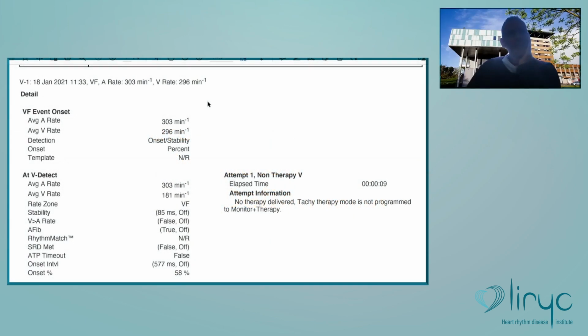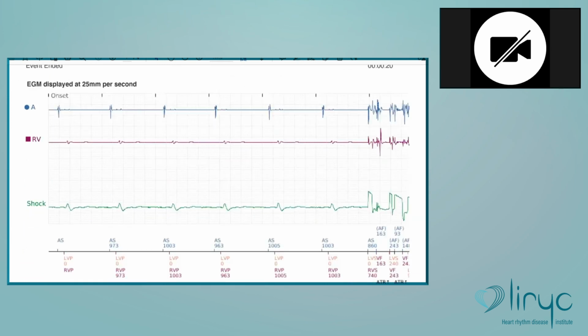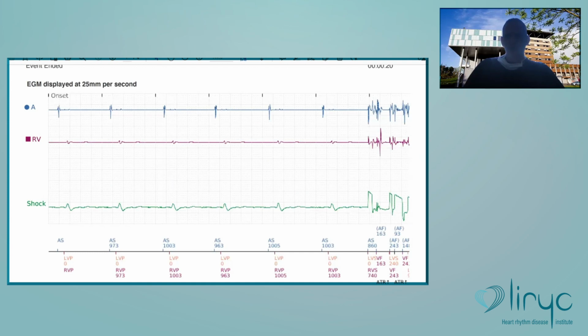So today we are going to discuss problems of sensing, oversensing, undersensing in Boston Scientific defibrillators. Right? Okay. So Planche, what do you think?